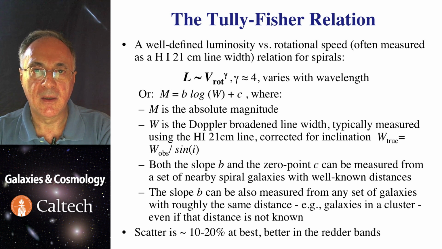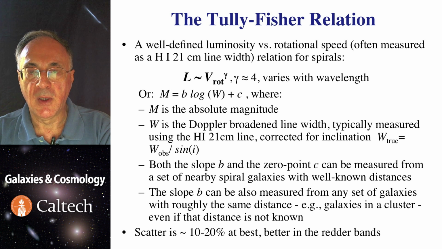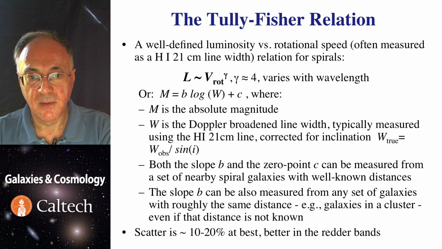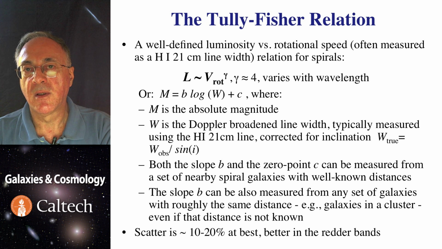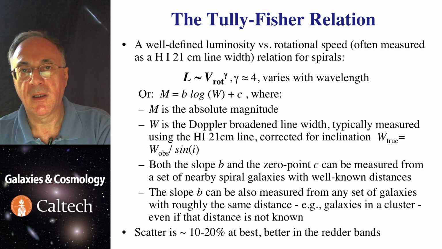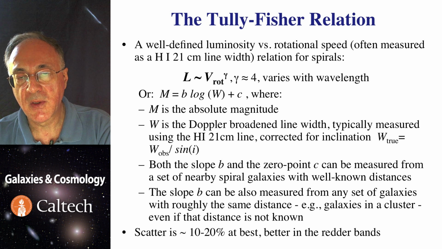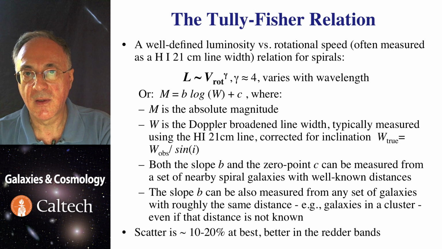Note that in order to get the intercept of this relation correct, you have to know the distances. But to get the slope, you don't need to do this. You need to just know the relative distances. And the interesting thing about the Tully-Fisher relation is that it's a very good one. Its intrinsic scatter is maybe 10%, maybe even less in some cases.